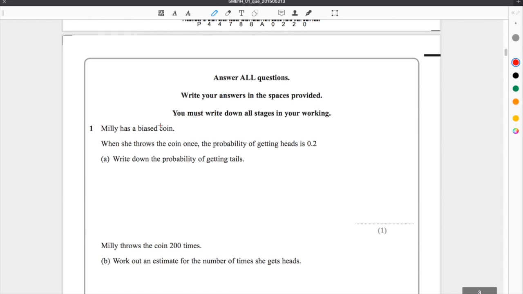Millie has a biased coin. When she throws the coin once, the probability of getting heads is 0.2. Part A, write down the probability of getting tails.